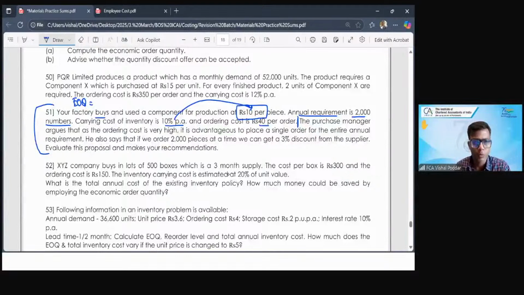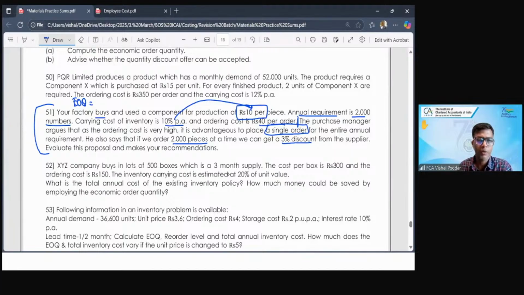The purchase manager argues that the ordering cost is very high. It will be advantageous to place a single order for the entire requirement. So he's proposing that we place a single order. Second, he also says that if you order 2000 pieces, which is the annual requirement, a 3% discount will be given by the supplier. So in this single order, the entire 2000 pieces would be ordered. The advantage of doing this is you will get a 3% discount.